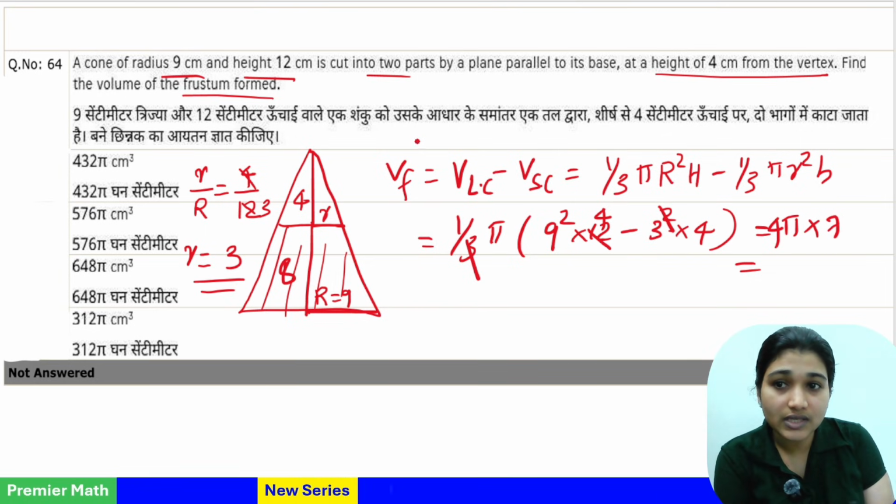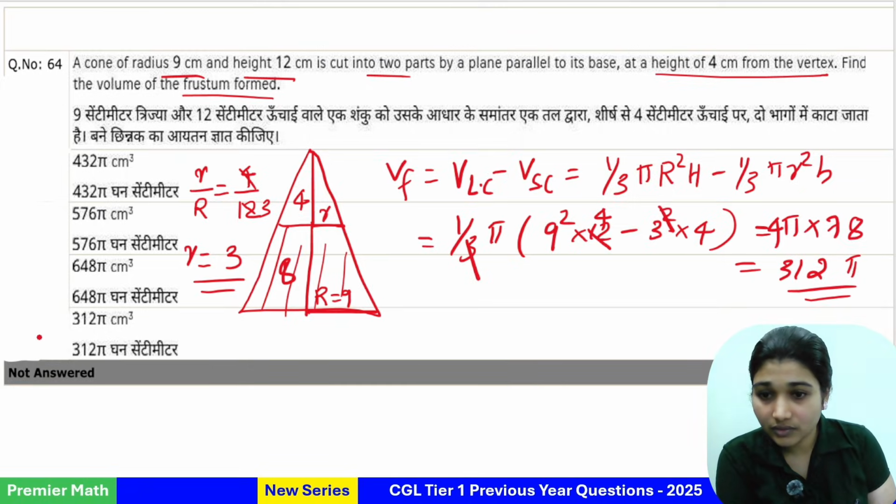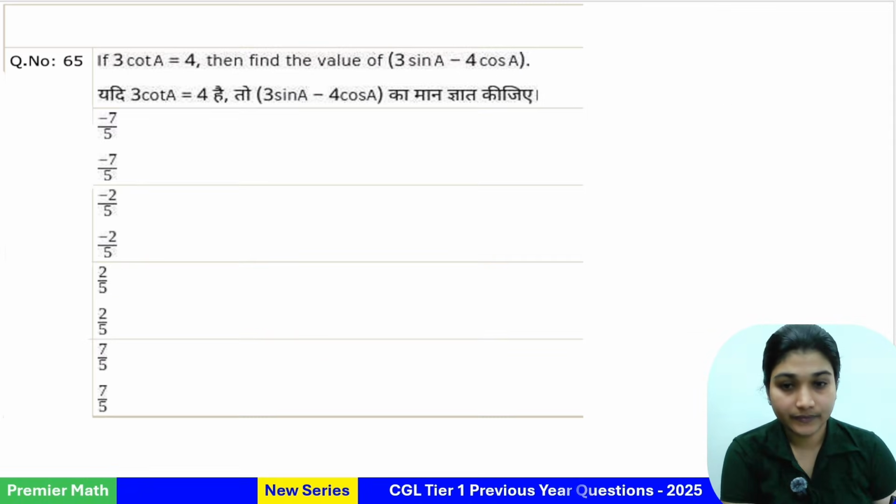4 pi into 78 means, here 4 into 8 is 32, 4 into 7 is 28 plus 3 is equal to 31. So 312 pi. Option 4 is your answer.